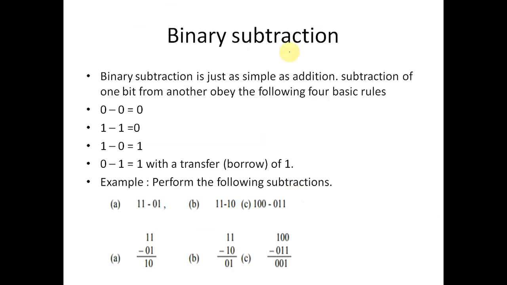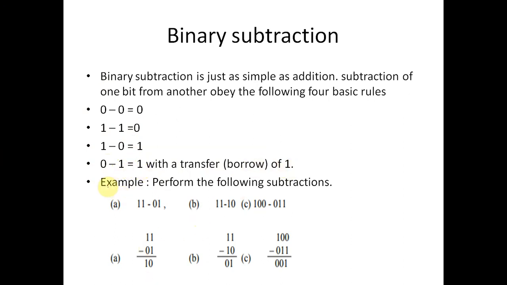Now binary subtraction. Binary subtraction is just as simple as addition. Subtraction of one bit from another follows four basic rules. 0 minus 0, answer is 0. 1 minus 1, difference is 0. 1 minus 0, difference is 1. And 0 minus 1 is difference 1 with borrow 1. Understand it? 0 minus 1 is difference 1 with borrow 1.